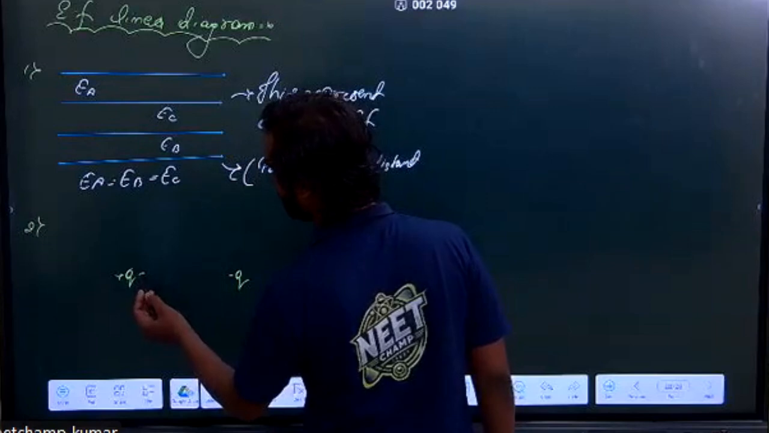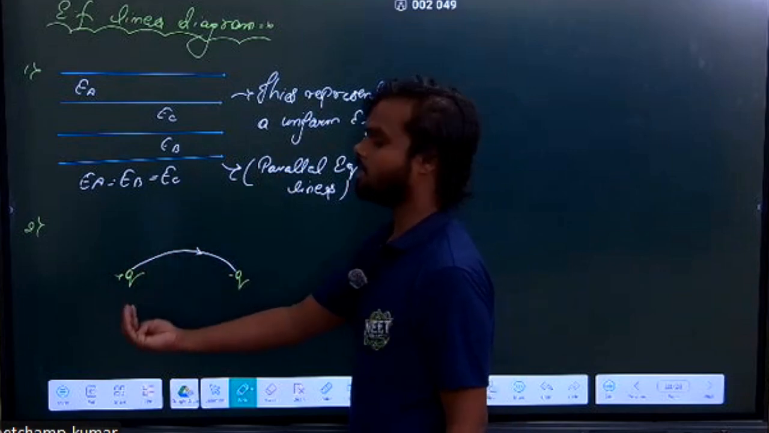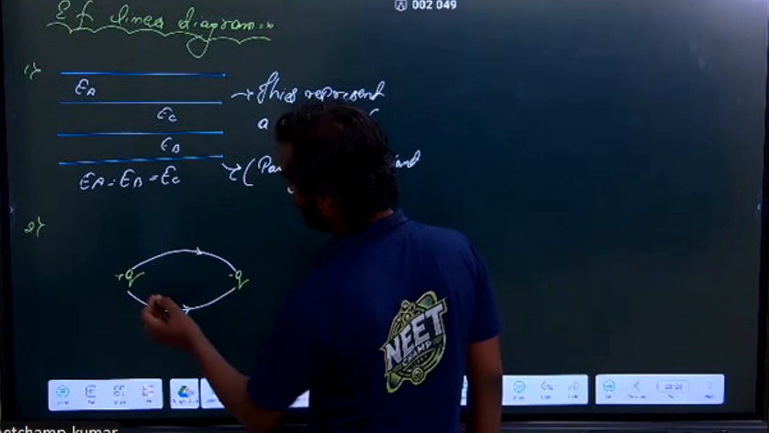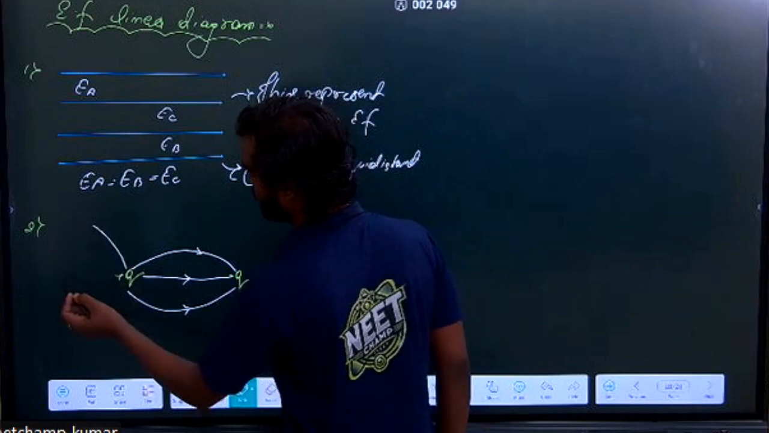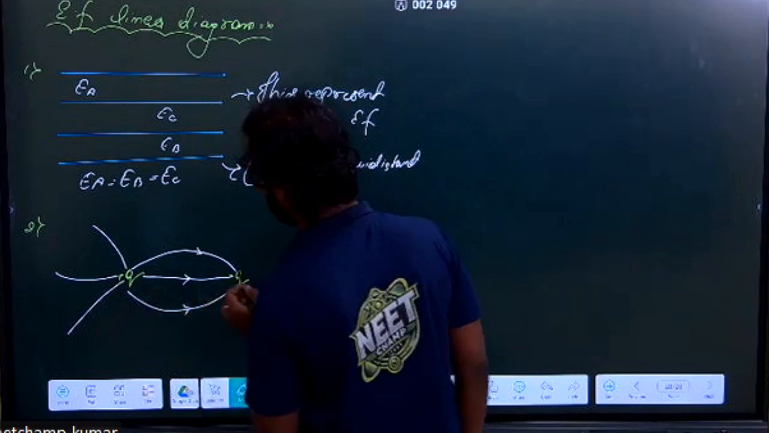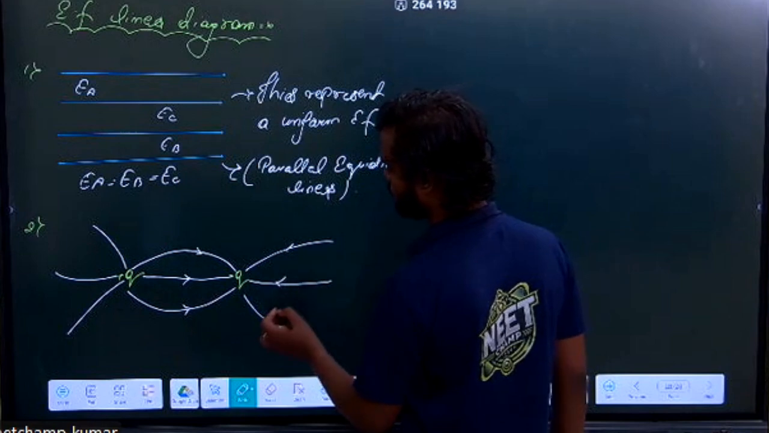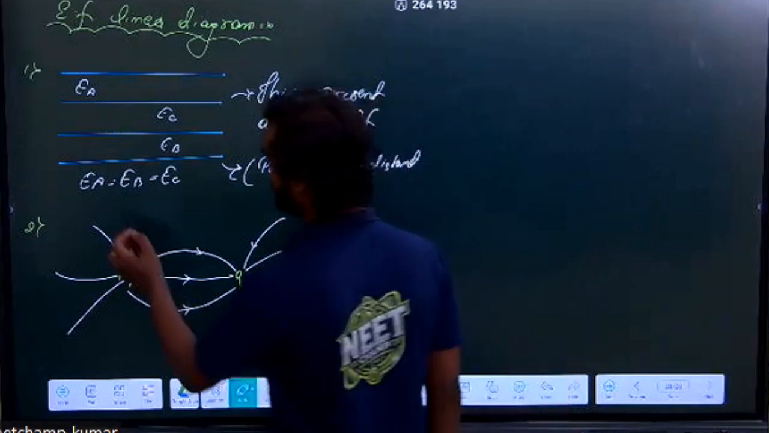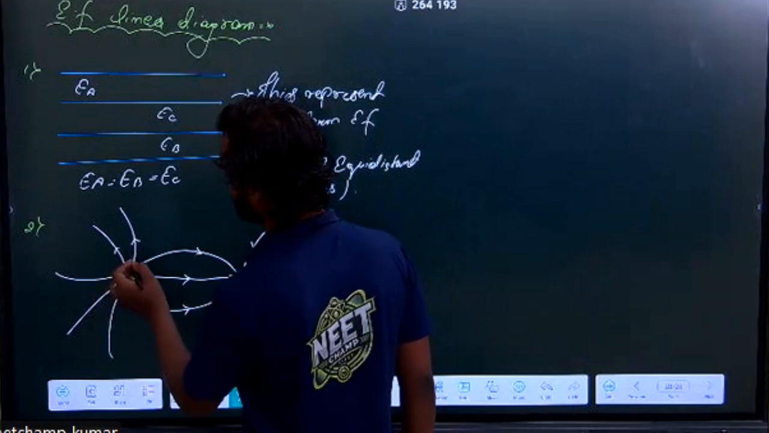Minus Q to plus Q. Yeah, the electric field lines will go from plus Q to minus Q, no? Not minus Q to plus Q, because electric field lines originate from the positive charge and enter into the negative charge. So it will be something like this, from plus Q to minus Q, right? Like this. So it will enter into the negative charge, and here it will originate from the positive charge.